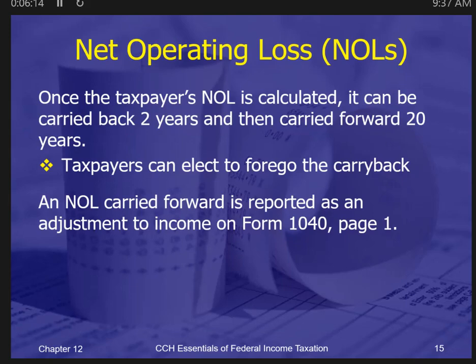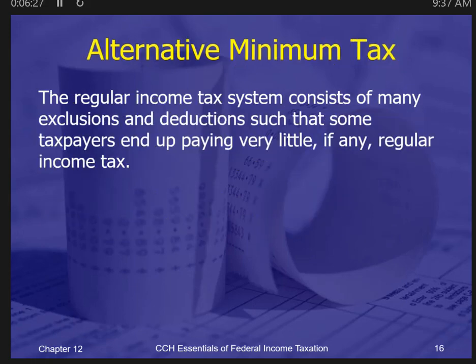So once you've got that, you can carry it back 2 years and carry it forward 20 years, and you can elect to forego the carryback if it's not going to help you. It is reported as an adjustment to income on page 1, okay, as far as reporting.